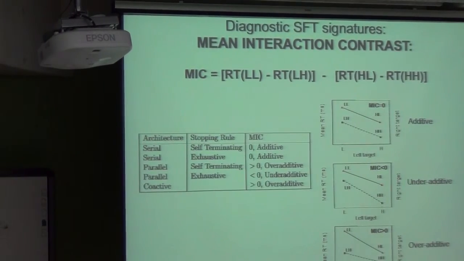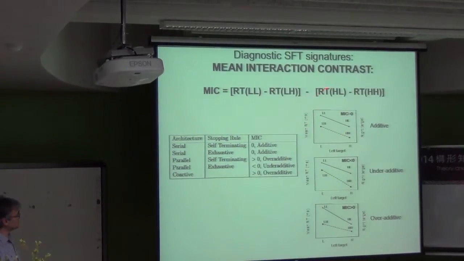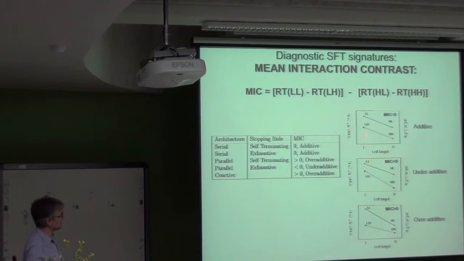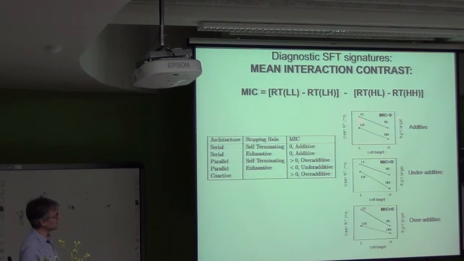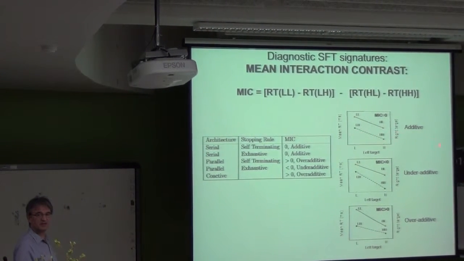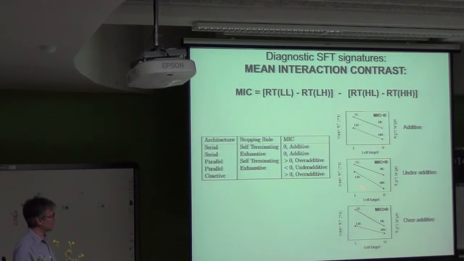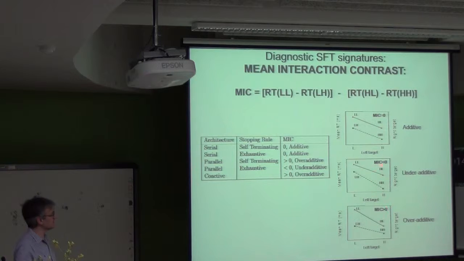Now, we didn't talk much about it, but the mean interaction contrast is also associated here. We have this mean interaction contrast is additive. If you remember additivity from ANOVA, here it's under additive, here is over additive. This mean interaction value is larger than 0, smaller than 0, here is equal to 0. It can be used also to predict or to indicate the presence of different mental architectures, here parallel, coactive, or stopping rule. That's another signature maybe to investigate.